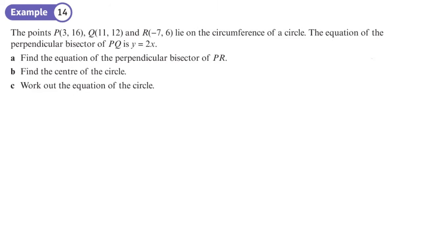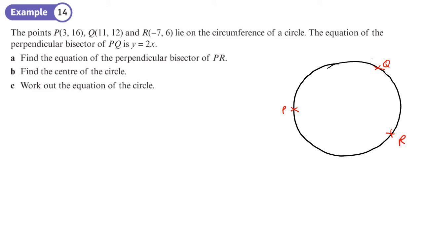Okay, so the first thing we probably want to do is to just sketch this out, so we've got some sort of idea. So there's my circle, my terrible circle. I have 3 points, P, Q, and R. This is not to scale or anything like that, this is just to get my head around what we need to do. So these coordinates are 3, 16, 11, 12, and -7, 6.